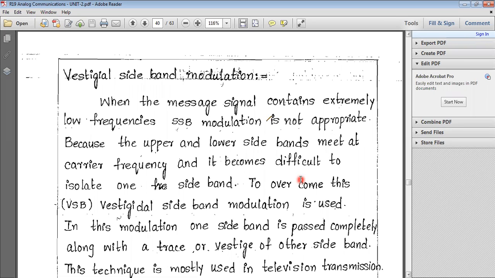But if the message signal is 5 kilohertz or 10 kilohertz, then the spectrum is enlarged. That is, there is a larger difference between USB and LSB. So in that case, the previous techniques are possible.